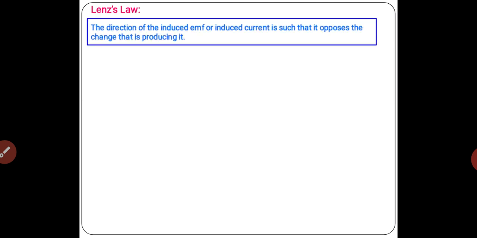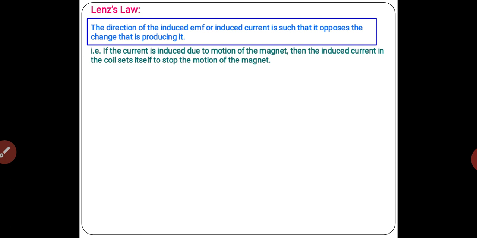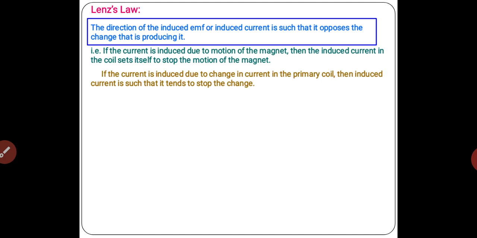Now let us focus on Lenz's law. The direction of the induced EMF or induced current is such that it opposes the change that is producing it. If the current is induced due to motion of the magnet, then the induced current in the coil sets itself to stop the motion of the magnet. If the current is induced due to change in current in the primary coil, then the induced current is such that it tends to stop the change.